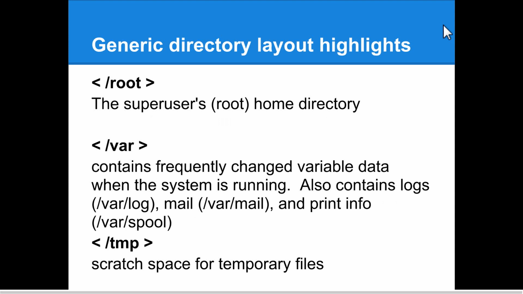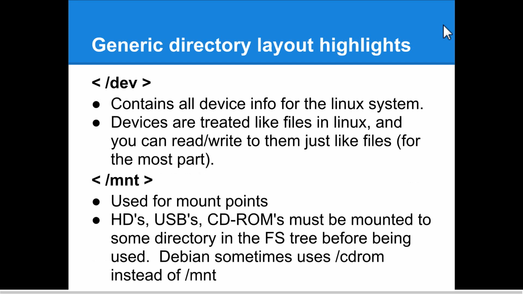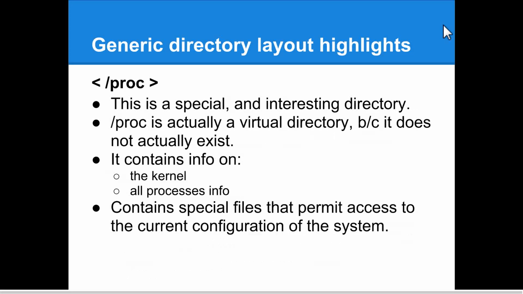/var has frequently changed variables and also all the system logs. That's very important. /tmp is usually world writable by all, and it's just a scratch space. /dev has all the device info for a Linux system, and devices are treated like files in Linux. So files you can read and write, and it's just how devices work. /mnt is used for mount points, and /proc is special. /proc doesn't actually exist. It's kind of like there is no spoon. It's a virtual directory and it exists only in memory, and it contains all the info on the kernel and all the processes on the system. It contains special files that permit access to the current configuration of a system as well.